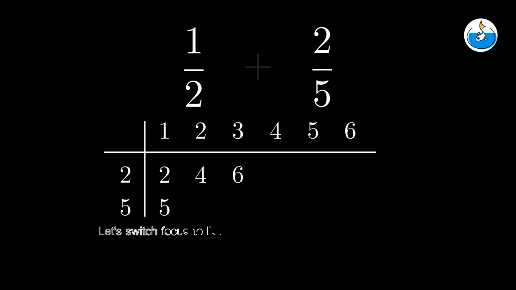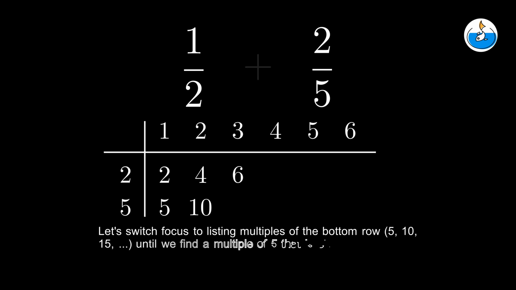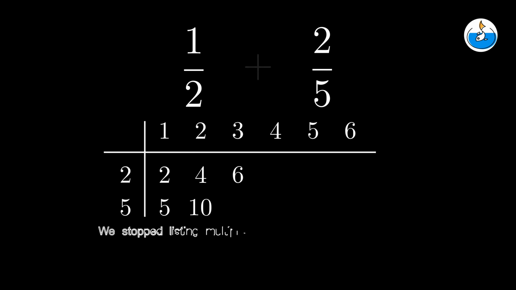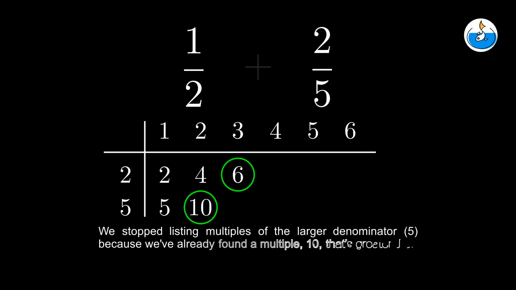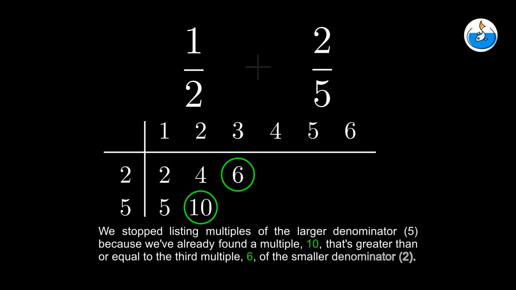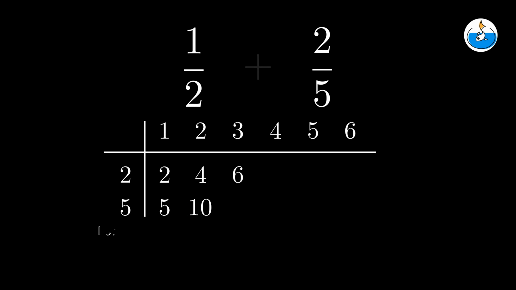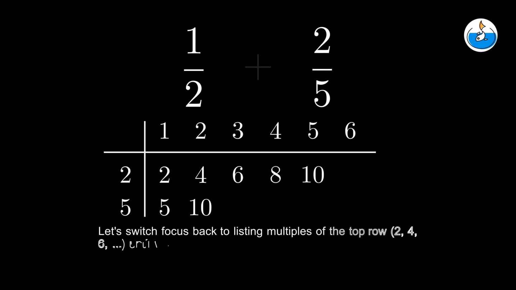Let's switch focus to listing multiples of the bottom row, until we find a multiple of 5 that is either equal to 6 or greater. We stop listing multiples of the larger denominator 5, because we've already found a multiple 10 that's greater than or equal to the third multiple 6 of the smaller denominator. Let's switch focus back to listing multiples of the top row, until we find a multiple of 2 that is either equal to 10 or greater.